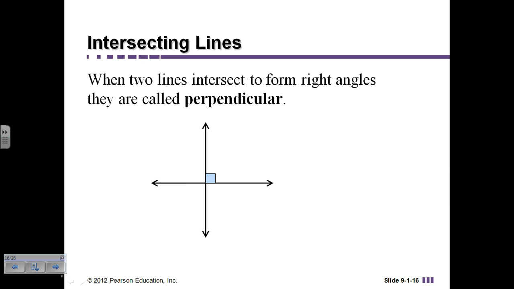When two lines intersect to form right angles, those two lines are called perpendicular. Perpendicular. And the symbol for perpendicular is an upside down T. So if I wanted to look at this and say, here's line L and here's line M, I could say L is perpendicular to M.